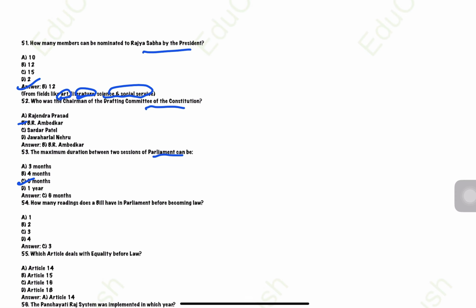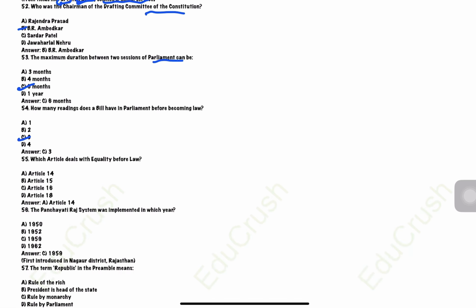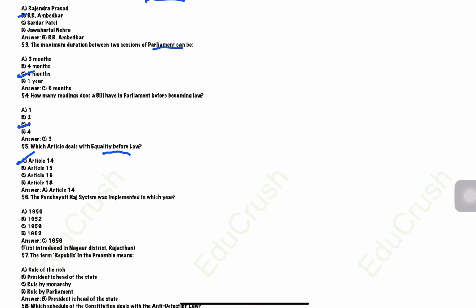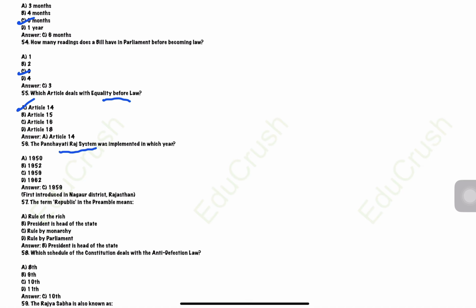How many readings does a bill have in Parliament before becoming law? So 3 readings a bill has in Parliament before becoming law. Which article deals with equality before law? That is Article 14. This question got repeated multiple times. The Panchayati Raj system was implemented in which year? 1959. First introduced in Nagaur district, Rajasthan.